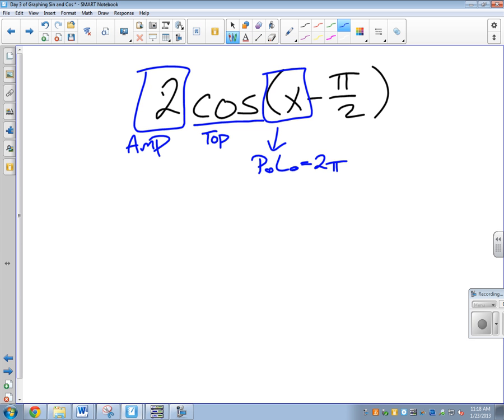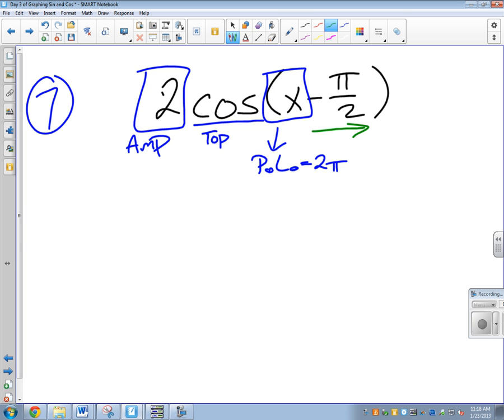The last thing here, again, for those that are working here, it's number 7. The last thing we're looking at is the minus pi over 2. Since it's in parentheses with my x, it's going to take me left or right, and it does the opposite. So since it says minus pi over 2, it takes me which direction? It takes me to the right.